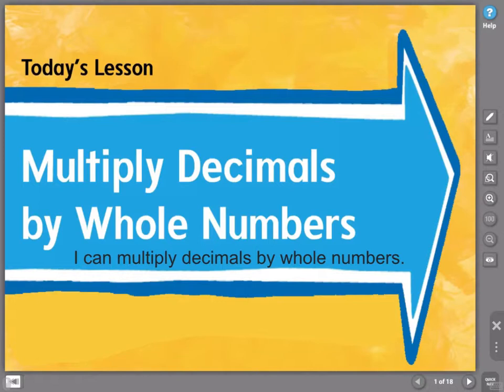Today's lesson is on multiplying decimals by whole numbers. Our I can statement today is I can multiply decimals by whole numbers.